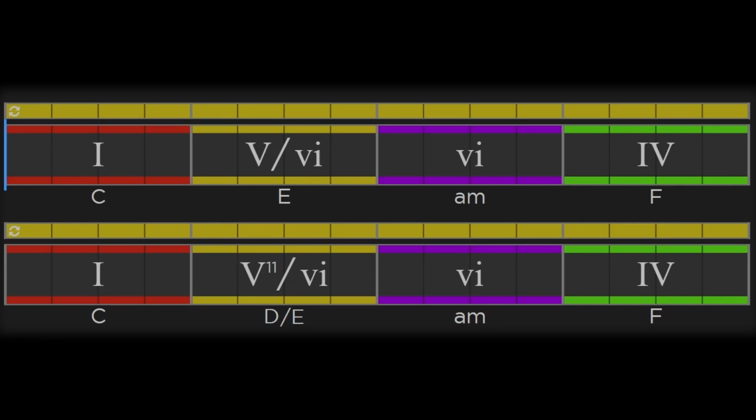In this next example, I will use the secondary dominant of the 6 chord. This will be the only dominant chord this time. Listen to how not using a standard 5 chord changes the feel of the progression.